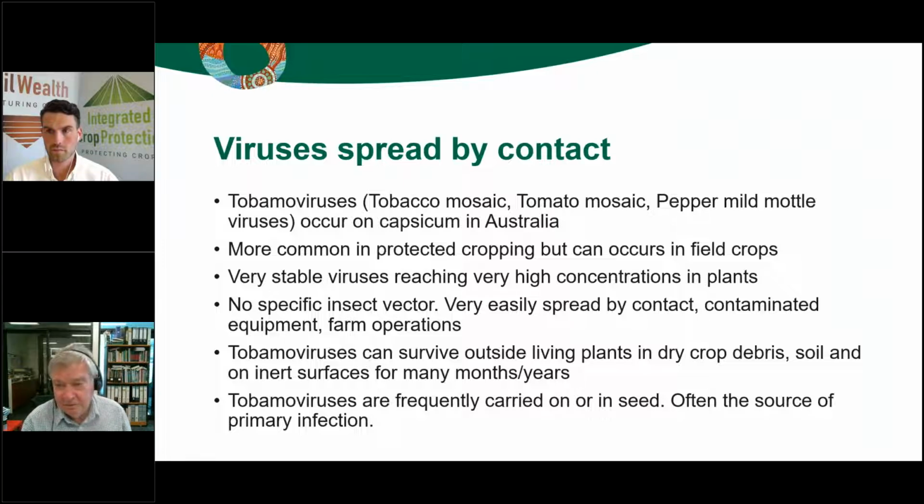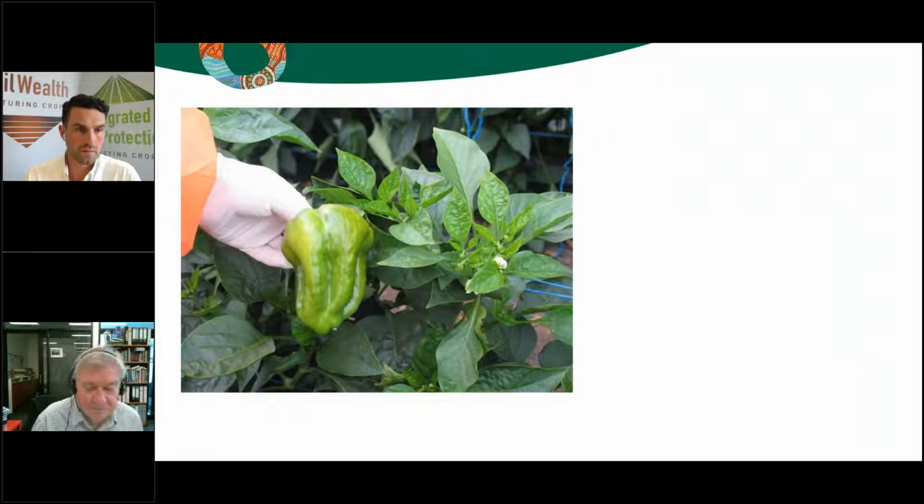Tobamoviruses are frequently carried on or in seed, and this is very often the source of primary infection in a crop where some contaminated seed is planted, and then because they're so easily spread by contact, they can be moved through a crop very rapidly. So here are some symptoms of tobamovirus on capsicum in southern Australia. Symptoms on the leaves aren't particularly strong, but if you look at the fruit, they're distorted and quite mottled and can't be sold. And of course, if you touch that fruit and then move to something else, you'll spread the virus extremely easily.